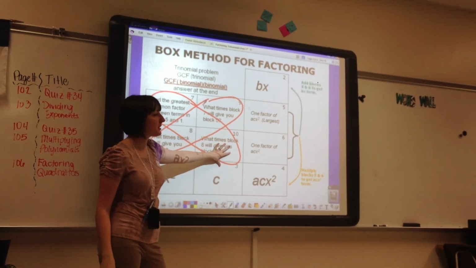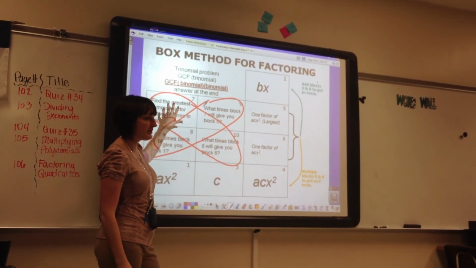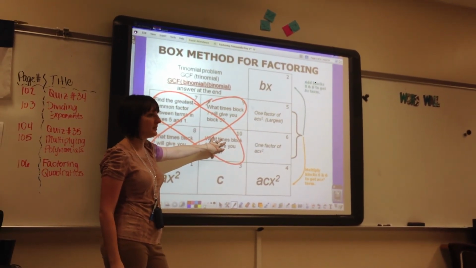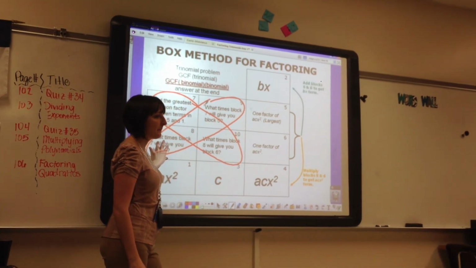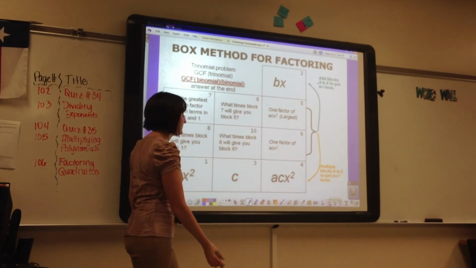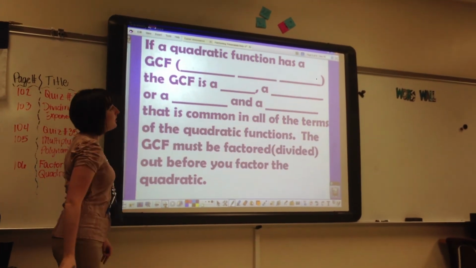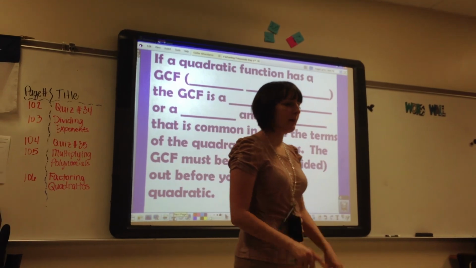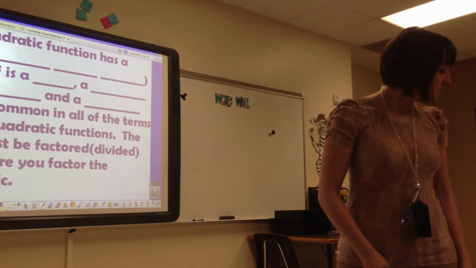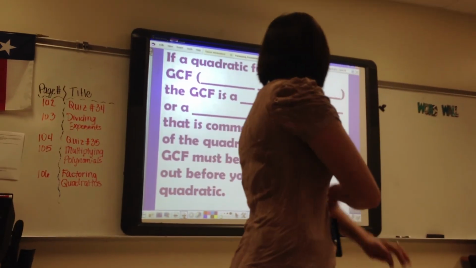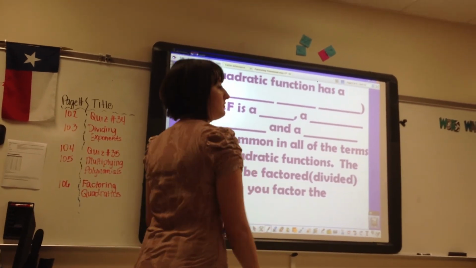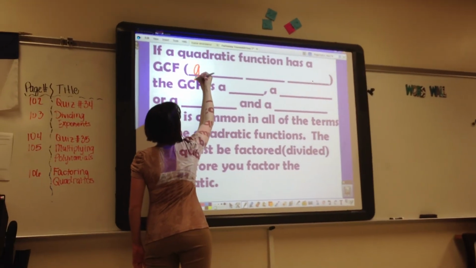Now, the reason we circled these is because after you're done, these are the last 4 boxes you're going to fill in. And once you have them all filled in, your answers are going to be right here. You'll get it when we do an example. Look at the pink paper, but keep the blue paper where you can see it. At the top it says, if a quadratic function has a GCF, what does that stand for? Greatest common factor. Awesome. Fill it in.